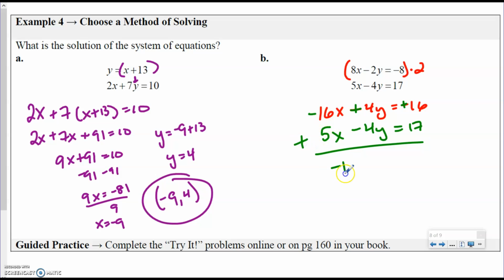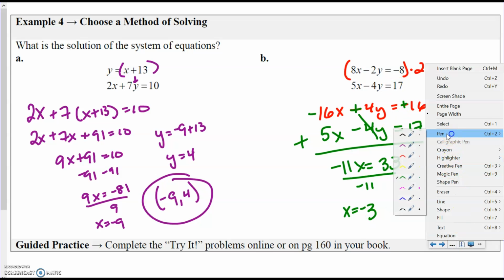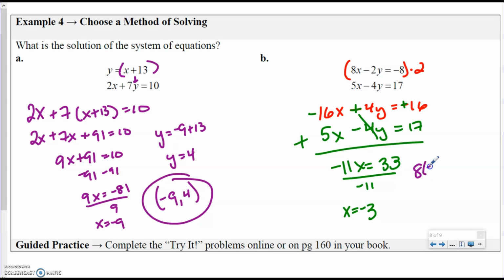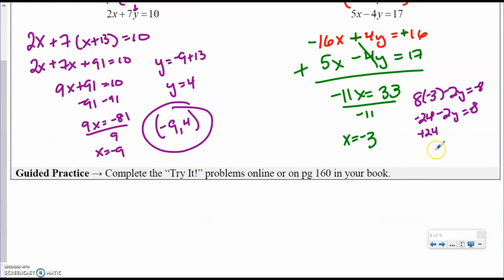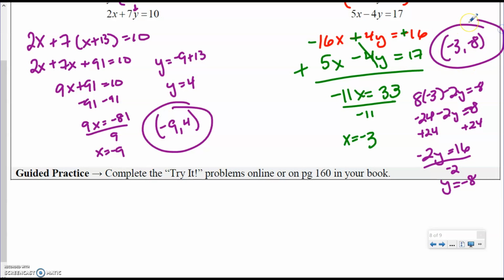So if I add those together, I get negative 11x equals 33. So x is negative 3. We can plug that back in. So 8 times negative 3 minus 2y equals negative 8. I add 24 to both sides. Don't drop your negative sign, that'll mess you up. So 2y equals negative 8 plus 24, which is 16. Divide by negative 2 to get y equals negative 8. So negative 3, negative 8 is my final solution.